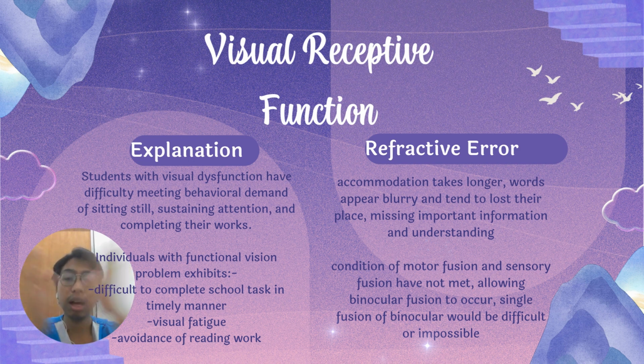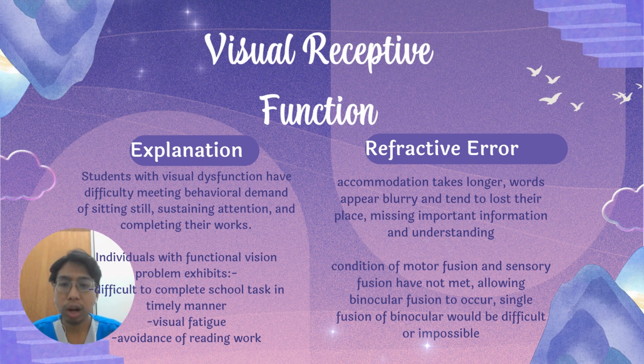Second, we come to refractive error. Refractive error is very common among students with developmental disorders. Most likely, refractive error is about blurry vision. So what happens if we have blurry vision? We cannot see things clearly. Accommodation takes a longer time, words appear blurry, and they tend to lose their place, missing important information and understanding. This is one example, refractive error.